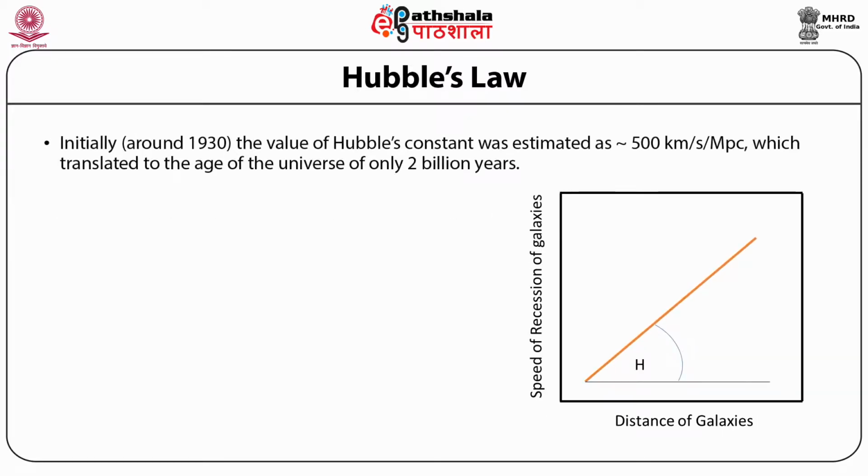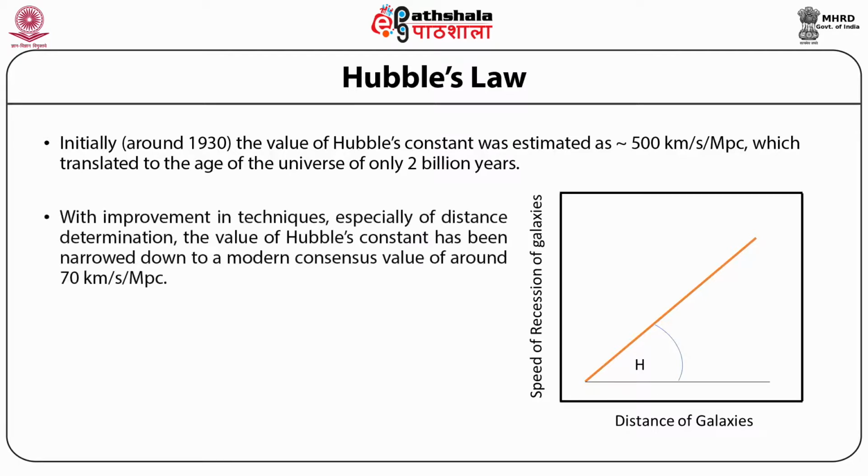So initially, around the 1930s, the value of Hubble's constant was estimated as approximately 500 kilometers per second per Mpc, which translated to the age of the universe of only 2 billion years. This was shorter than even the age of the Earth determined by radioactive dating of terrestrial rocks. With improvement in techniques, especially of distance determination, the value of Hubble's constant has been narrowed down to a modern consensus value of around 70 kilometers per second per Mpc.